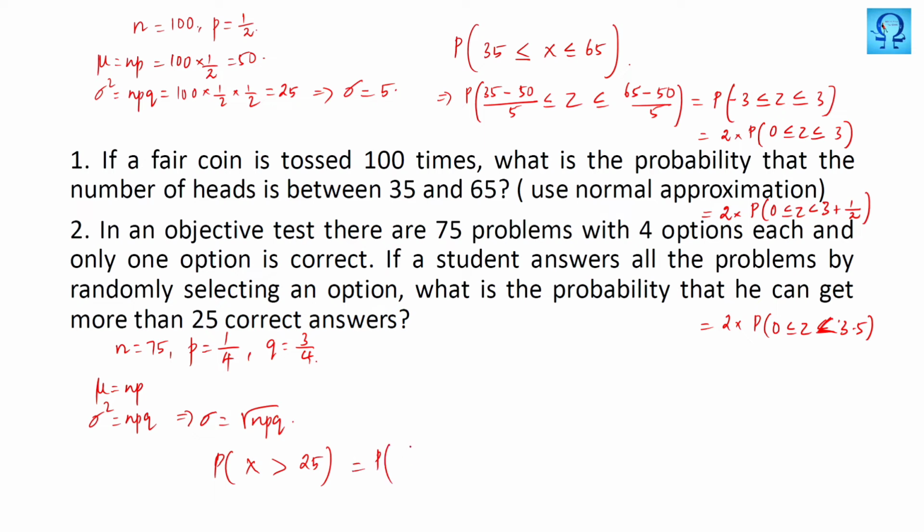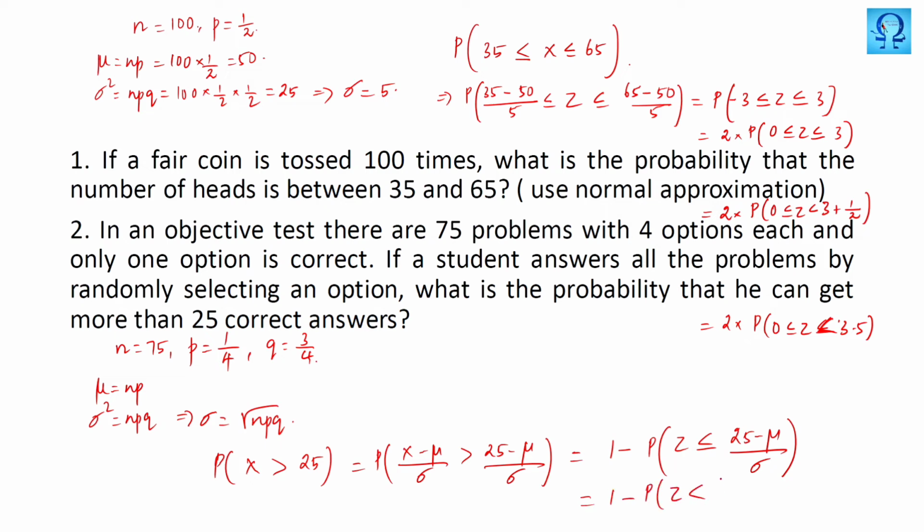We write this as X minus mu upon sigma greater than 25 minus mu upon sigma. How do we interpret this? It is 1 minus the probability of Z less than or equal to 25 minus mu upon sigma. And remember, we have less than or equal to, since we are converting the binomial case into a normal one, so you have to make use of the continuity correction by adding 0.5 to this and convert it as the probability of Z less than whatever quantity you get here plus 0.5. Now read the values from the table and calculate the probability. That's it.